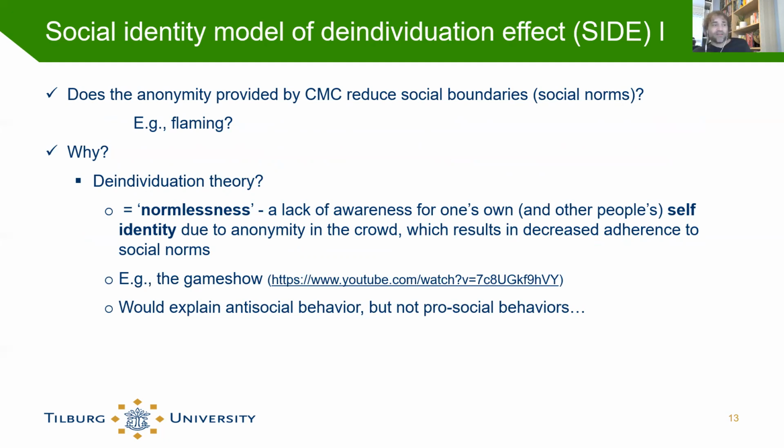Okay. Next theory is the SIDE model, which is called the social identity model of deindividuation effects. And this actually is already quite an older theory. I think the first paper about it was in 1990. And I think this theory is quite interesting to discuss here because it's kind of counterintuitive at first sight, but I think it makes rather a lot of sense.